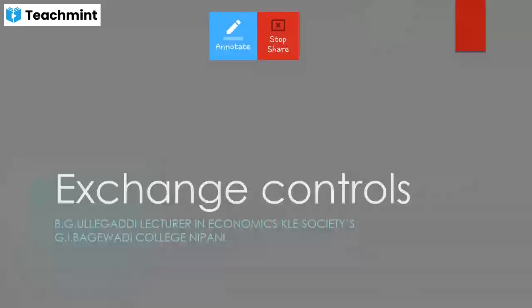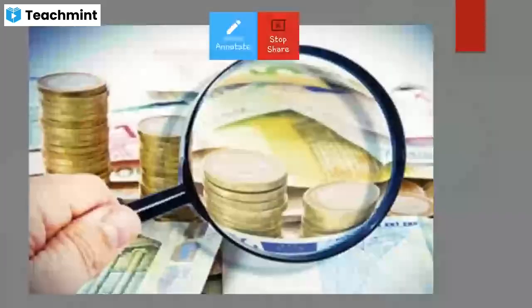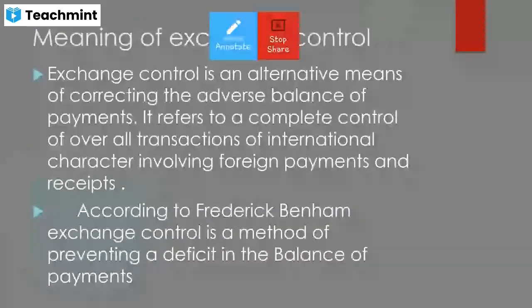My dear students, today's topic is exchange controls. So what do you mean by exchange control? Let us see. Exchange control is a very important alternative means of correcting adverse balance of payment. Control, the name itself indicates monitoring the things. Exchange control means control of transactions of foreign currency, that is payments and receipts. What do you mean by exchange control?